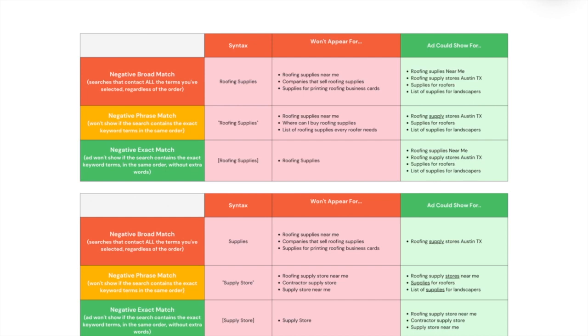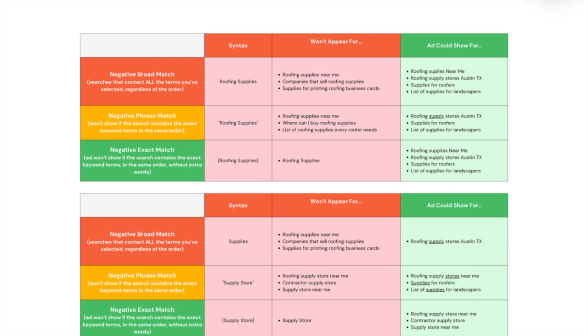We're going to start with broad match, and it's just like the keyword broad match. It has no punctuation or any parameters around it. It's just roofing supplies. The next one is the phrase match. Same thing, you have the little quotations. And then you have the exact match, which is the little brackets. That's how you tell Google what kind of a negative keyword match you want.